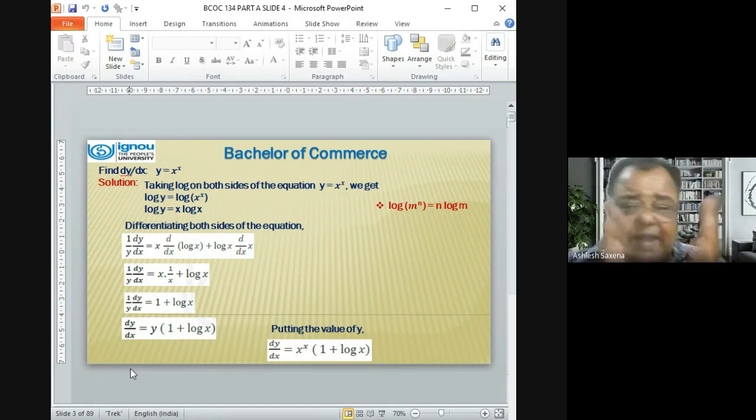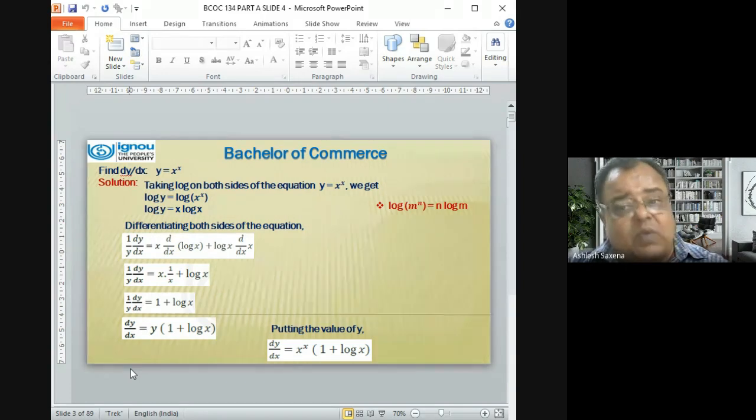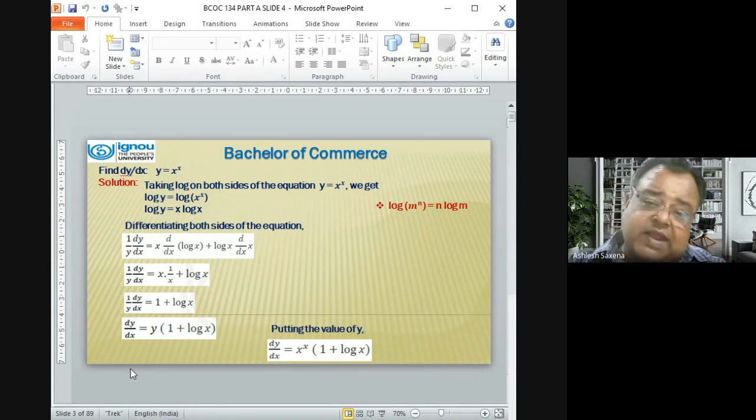Now I will take a practical example of it. We have to find dy by dx. The function is y is equal to x raised to the power x. x is not a number. That means we have to apply log. So we will write, taking log on both sides of the equation, y is equal to x raised to the power x, that is log y is equal to log x raised to the power x.